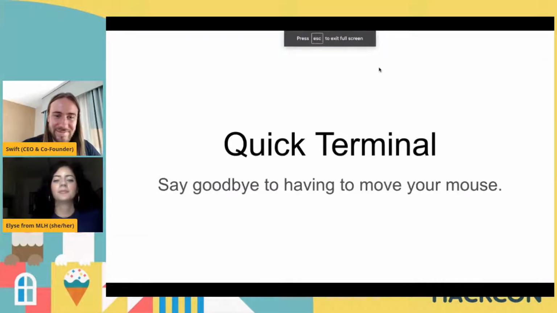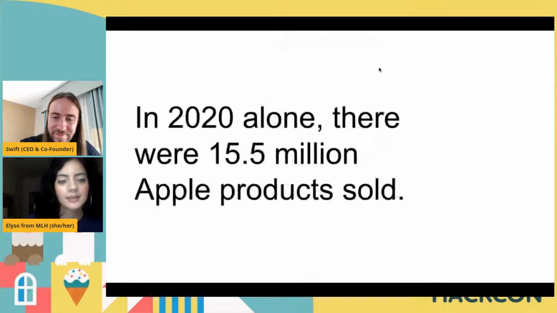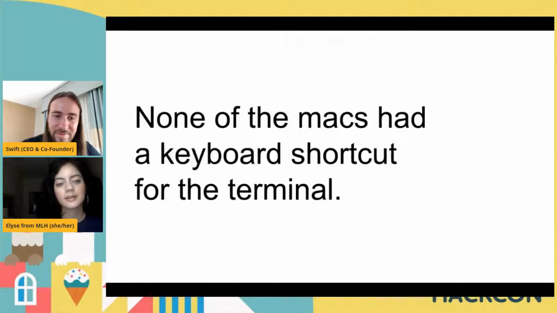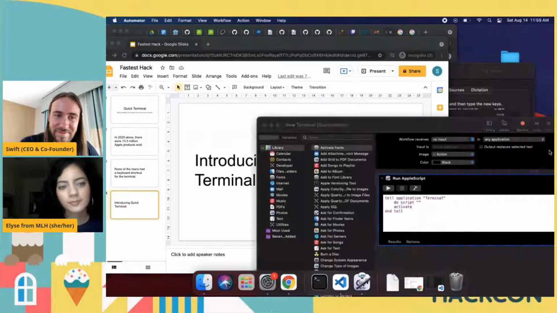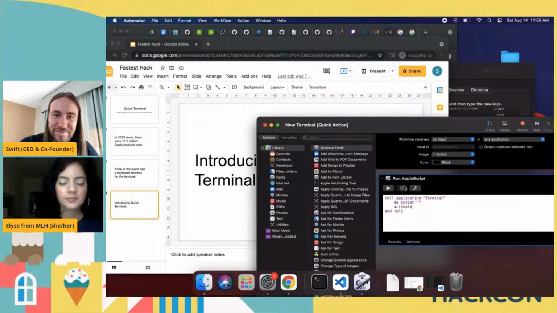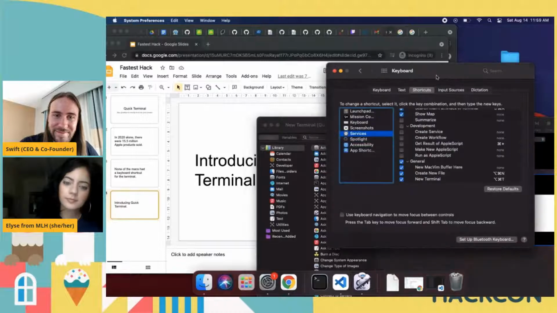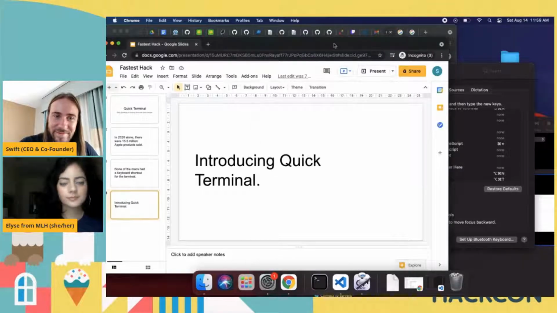Quick Terminal. Say goodbye to having to move your mouse. In 2020 alone, there were 15.5 million Apple products sold. None of the Macs had a keyboard shortcut for the terminal. Introducing Quick Terminal. This consists of a whole four lines of code, and what you do is download it, then go to your system preferences and enable it in your keyboard shortcuts, and then assign a shortcut, which I use Alt-Command-T. Now you're good to go. In any application, press Alt-Command-T, and it'll open up a terminal.